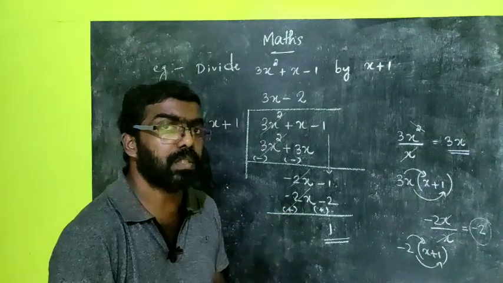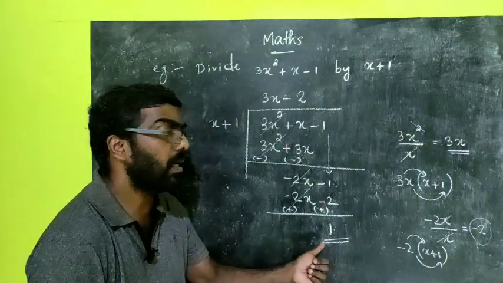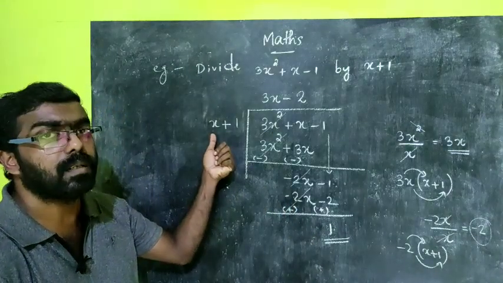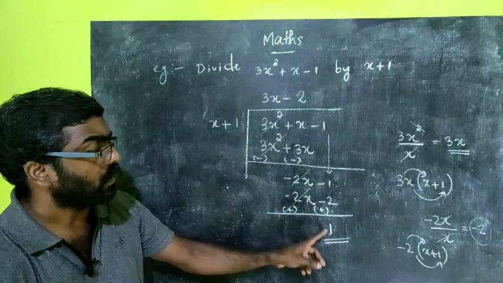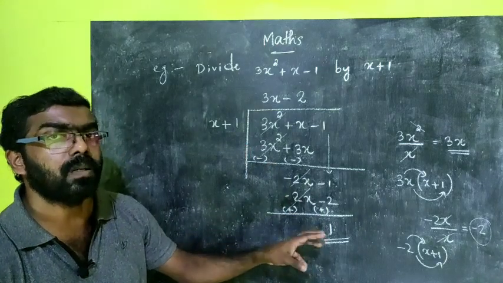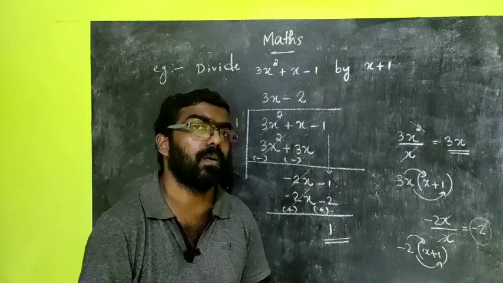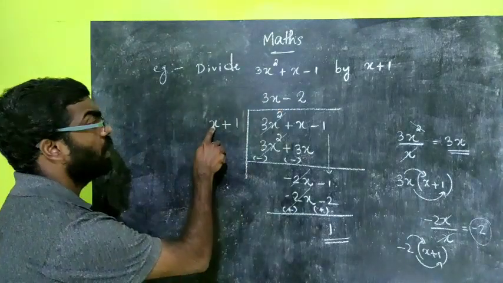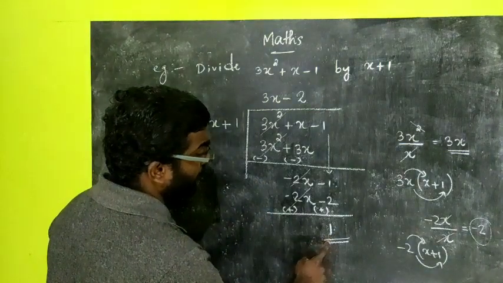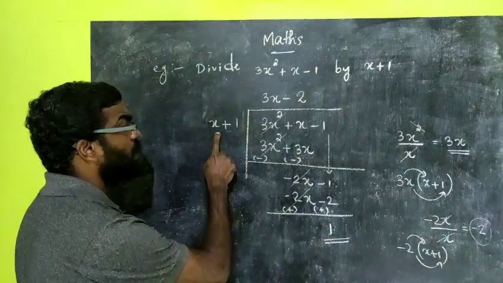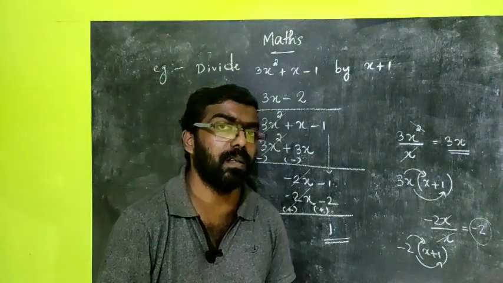Clear? Here the division is over because the degree of the remainder is less than the degree of the divisor. We cannot divide 1 by x plus 1. Degree of 1 means a constant polynomial. You all know the degree of a constant polynomial is what? 0. And here the degree is 1. So degree of remainder is less than degree of divisor, so the division is over.